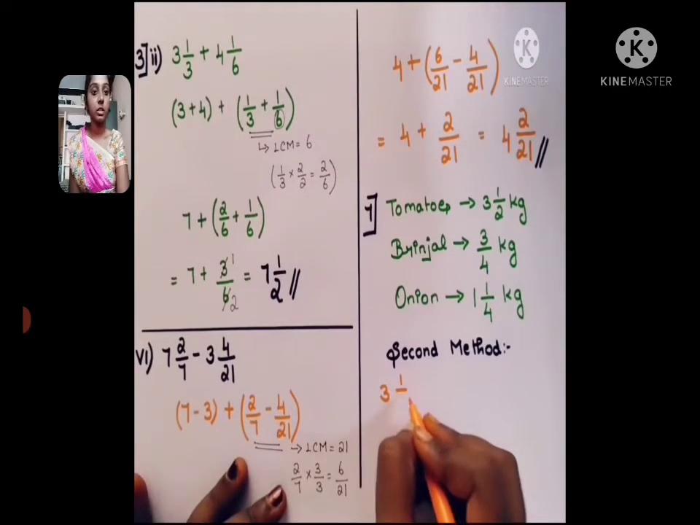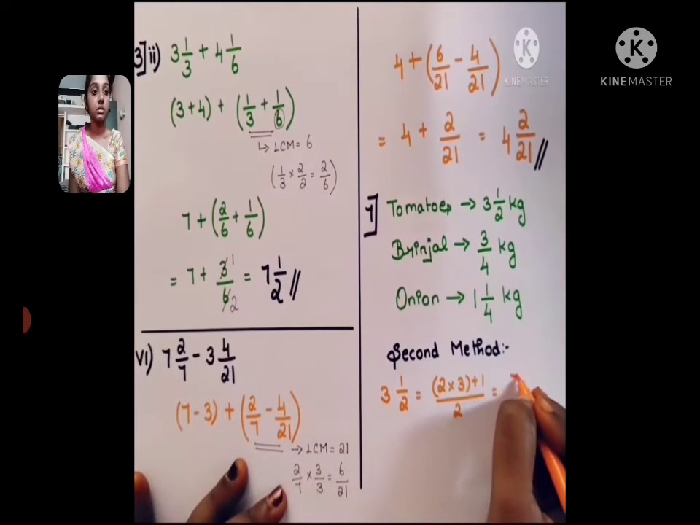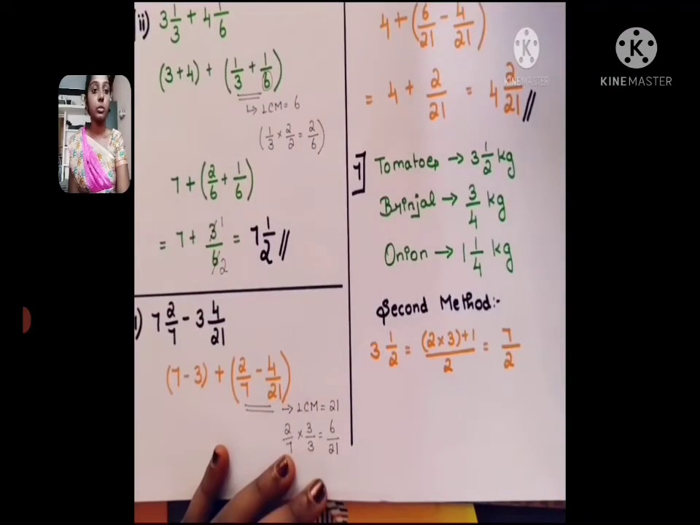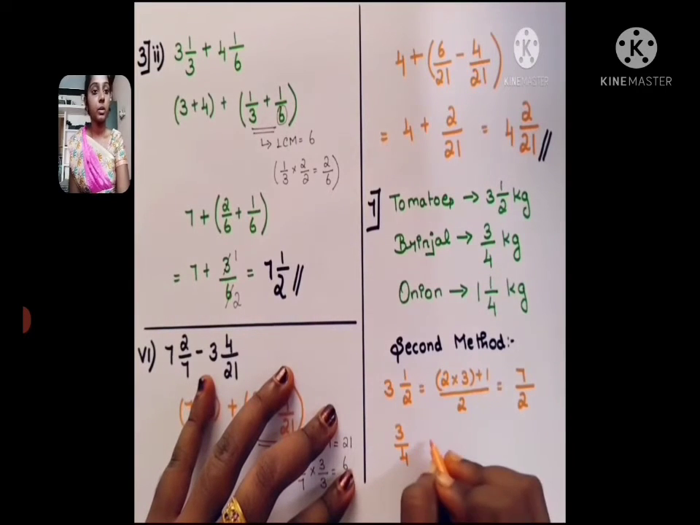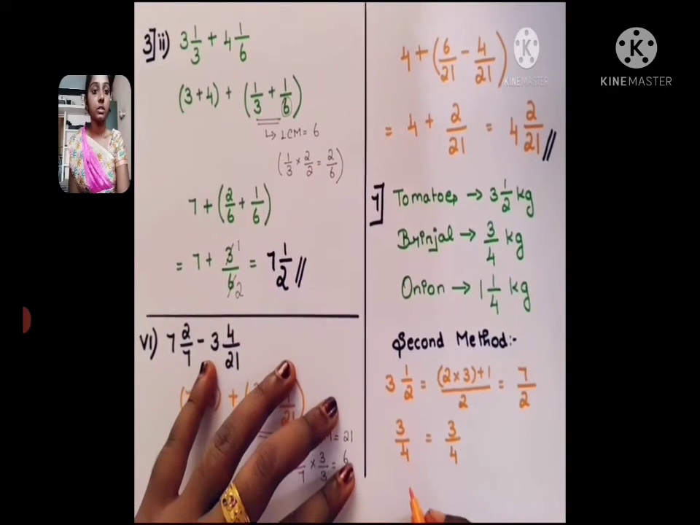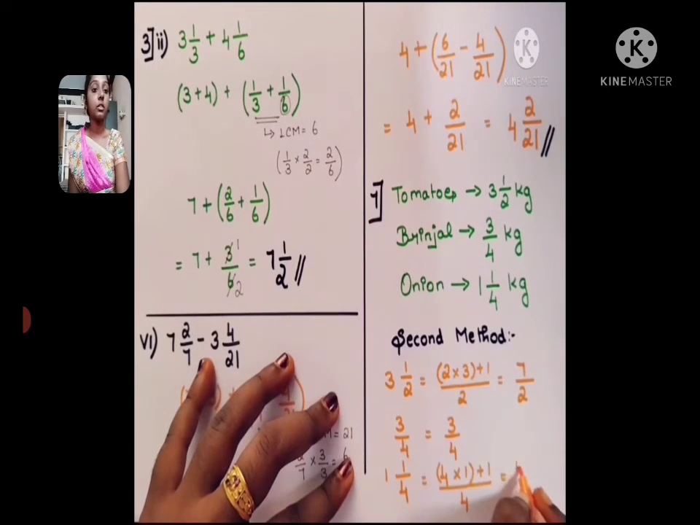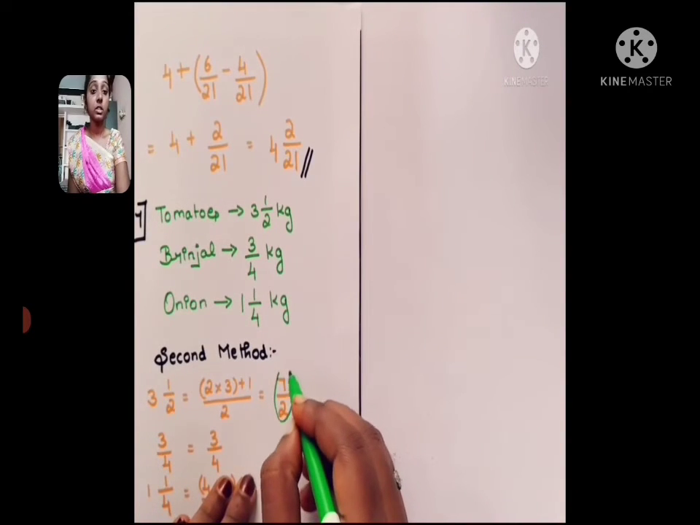Let us convert the given mixed fractions into improper fractions. Converting 3 1 by 2 into an improper fraction, we get 7 by 2. The next fraction given to us is 3 by 4, which is not a mixed fraction. It is already a proper fraction, so we need not convert it and we can take it as such. The third fraction is 1 by 4. Converting this fraction into an improper fraction, we get 5 by 4.